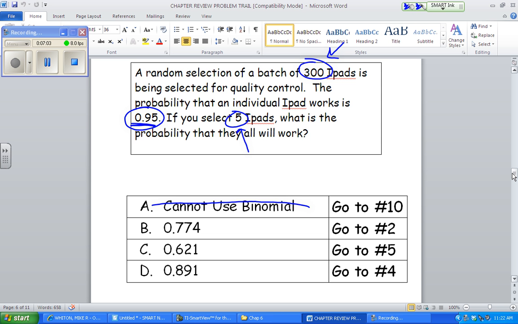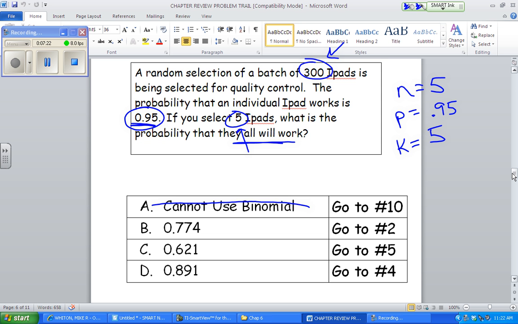So we want 5 successes out of 5 trials. That's the chance that they all work. So all 5 work. Again, we have 5 total trials. The probability for each one is 0.95, and they use K or they might use X. I can't remember. I've seen different variables used, but we want 5 successes.